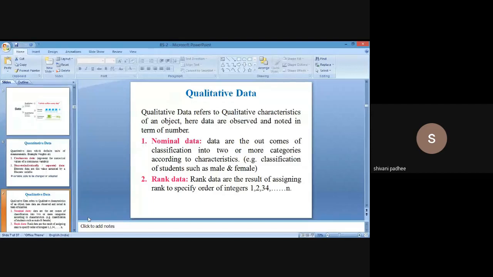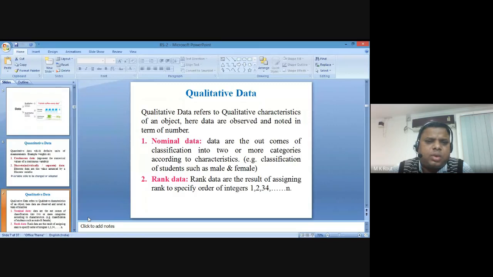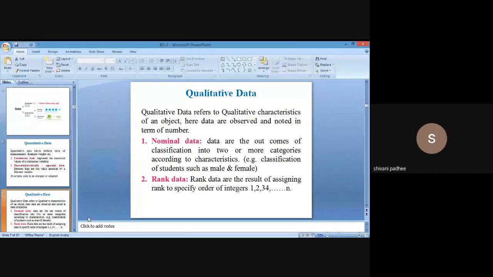What is the difference between nominal data and quantitative data? As I told, your nominal data is under qualitative data. So in case of qualitative data, you just observe through your eyes, through your senses, or in some cases, you can taste those particular things. And these data you can directly note down by hand in the form of number or digit. I think you got your answer. Yes, sir. Okay.